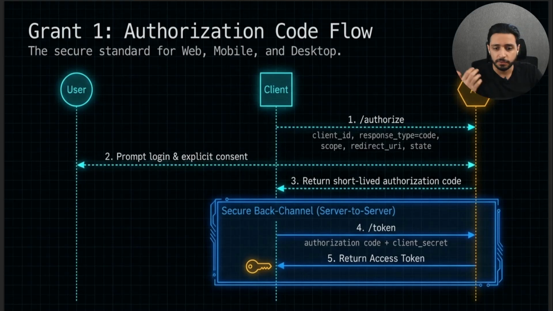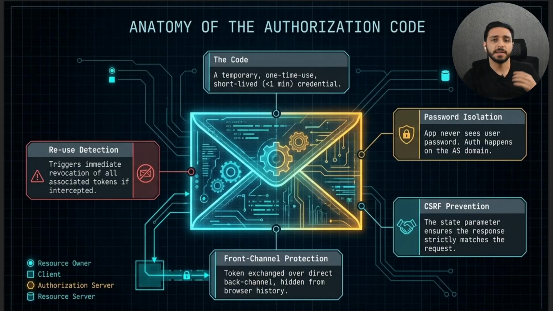Now the application takes that code and makes a direct secure call to the authorization server's token endpoint. This is a private server-to-server request that the user never sees. In this step, the application provides the code along with its own private password called the client secret. If the keys match, the authorization server hands over the final access token. This design gives you some massive security guarantees. The authorization code is built for one-time use only. If the server catches an attacker trying to use the code a second time, it instantly kills the code and revokes all tokens tied to it. It also expires incredibly fast, usually in under 60 seconds.